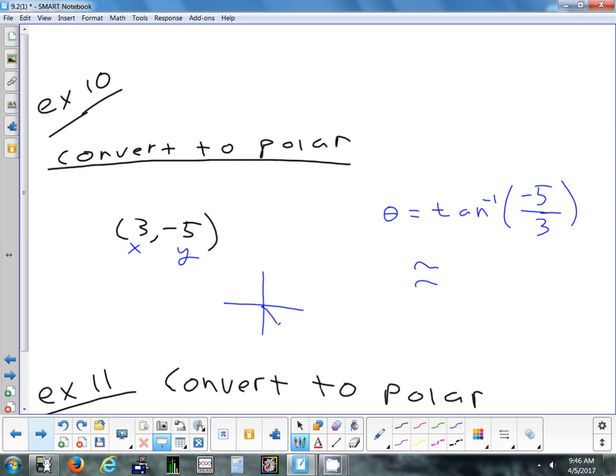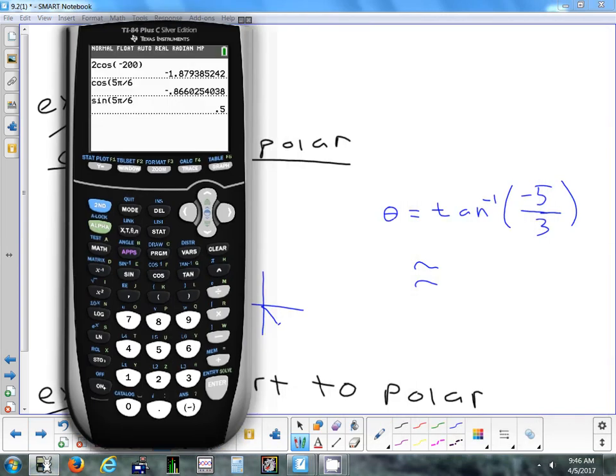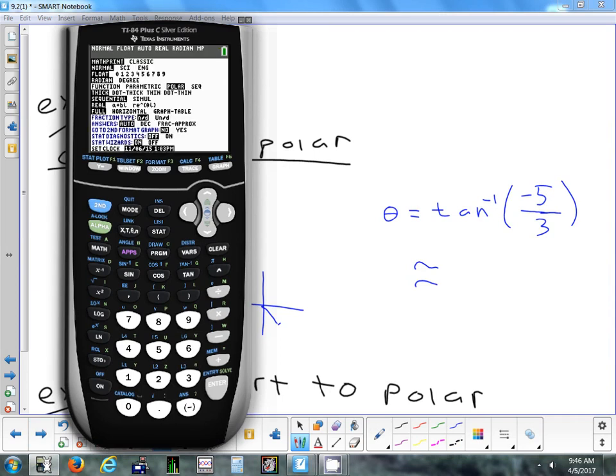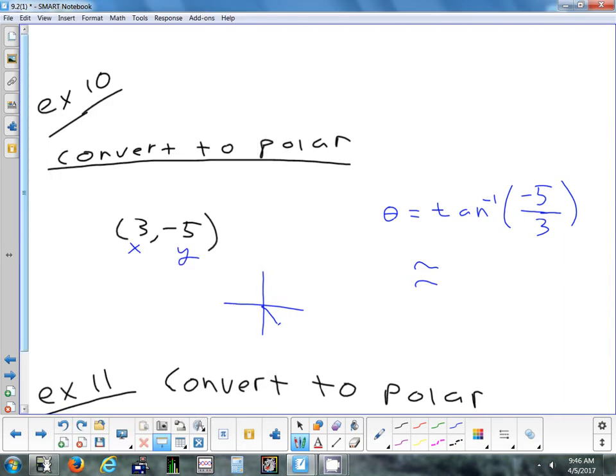Okay, so type that in, and then you'll know your angle. I'm expecting to get an angle that's negative because I'm in quadrant 4. Okay, it could be like negative 60 or somewhere in that area. So inverse tangent of negative 5/3. I'm going to do this one in degrees. All right, so we get negative 59.0, rounded to the nearest tenth. Okay, so we've got our angle.